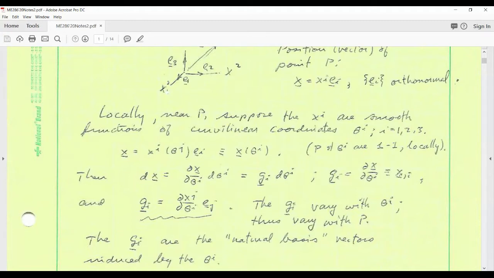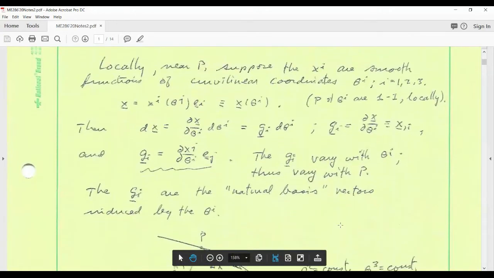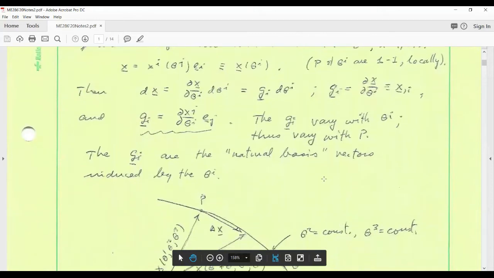If we write the position vector in terms of Cartesian coordinates and write those in terms of the curvilinear coordinates, as we've done here, then we have an operational way to compute these vectors g1, g2, g3. Just form the matrix of partial derivatives of the Cartesians with respect to the curvilinears, multiplied by the orthonormal basis associated with the Cartesians, sum on J, and you have these 3 vectors, g1, g2, g3. And these will vary from point to point. They vary with the coordinates in general, because these will be some functions of the coordinates. And so they change from one point, P, to another. These g's are called the natural basis vectors induced by the curvilinear coordinates.